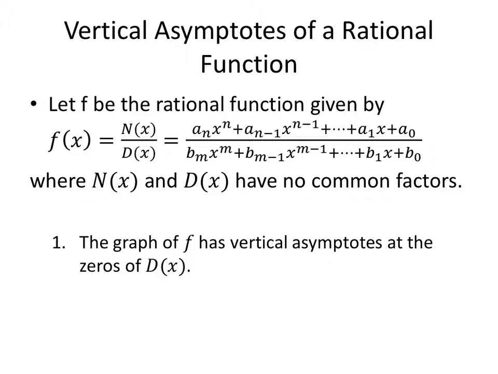So, let f be a rational function given by f of x equals n of x over d of x. The numerator is just some polynomial with degree n. The denominator is just some polynomial with degree m. We're going to assume the n and d have no common factors. The graph of f has vertical asymptotes at the zeros of d of x. So if there are no common factors, then the zeros of the denominator will give us the equations of the vertical asymptotes.